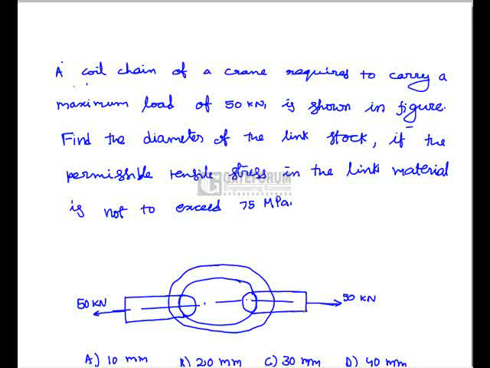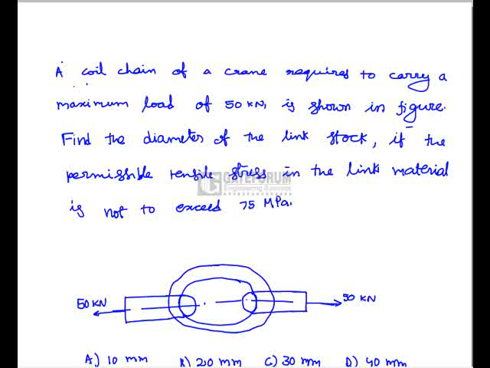So here is the given diagram, a coil chain of a crane required to carry a maximum load of 50 kilonewton. You can see here the load applying on the crane, but it is applying on the link stock. So this is the link stock given which is connected to the two cranes, and here the options are 10 mm, 20, 30 and 40 mm.